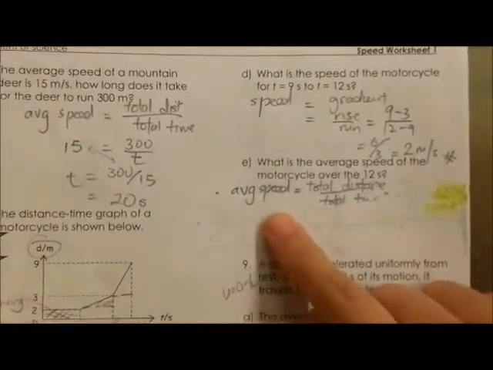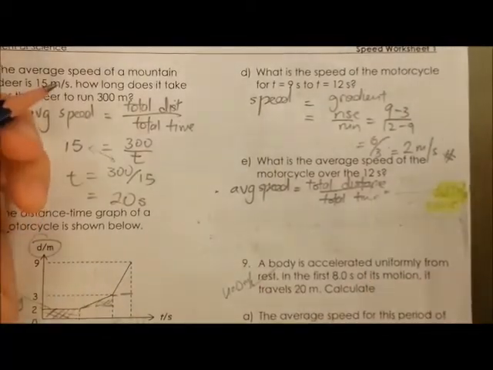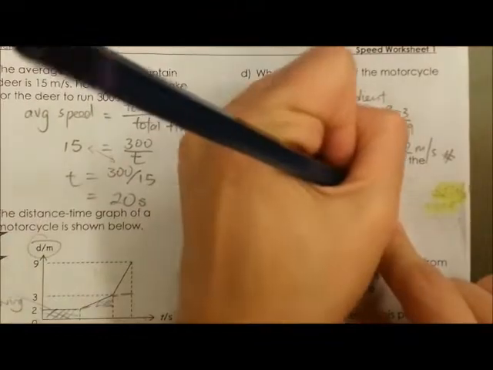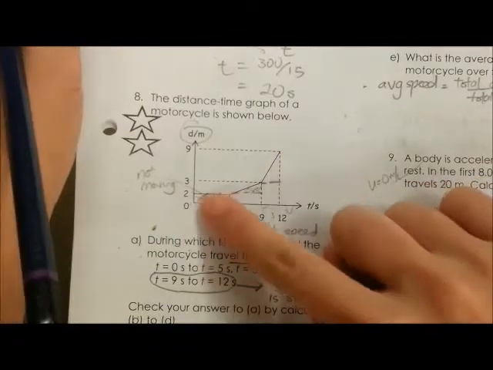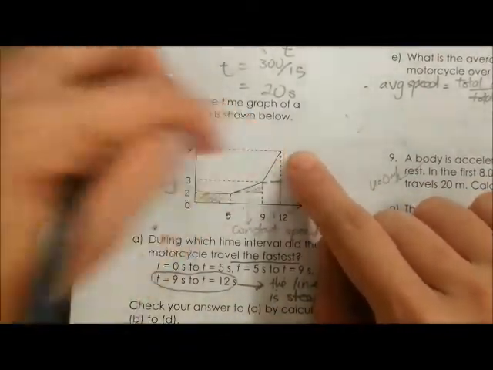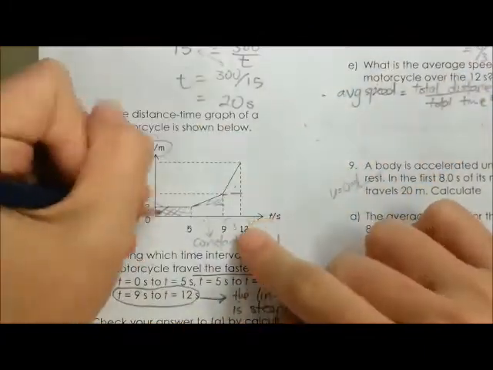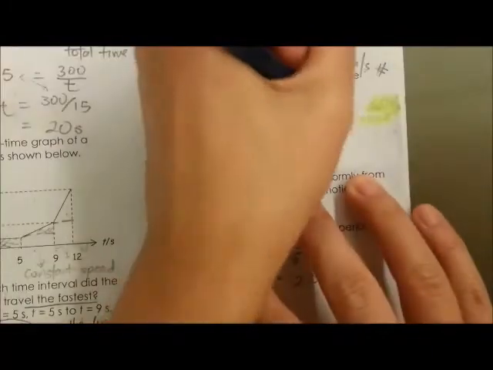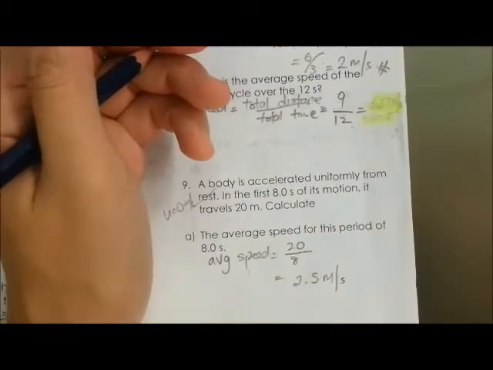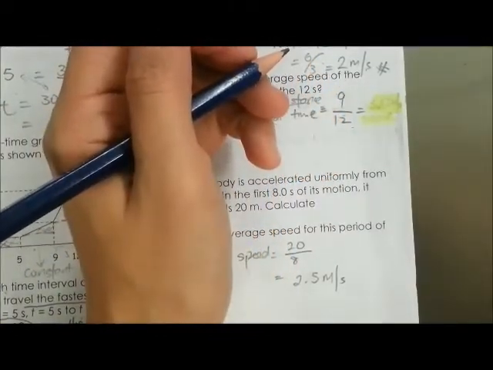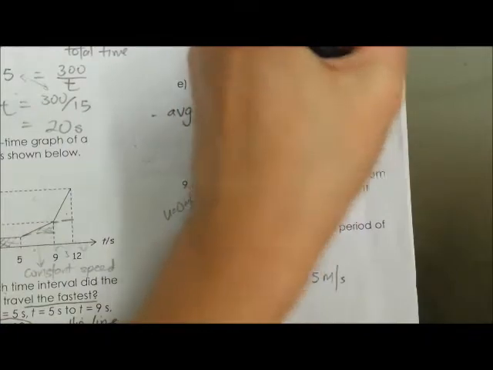Now, for this, average speed equals total distance divided by total time. The total distance here is 9 meters. It has traveled a total distance of 9 meters, divided by the total time taken, which is 12. So the answer would be 9 divided by 12, 0.75 meter per second.